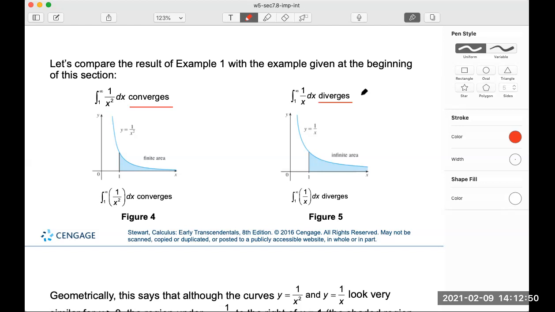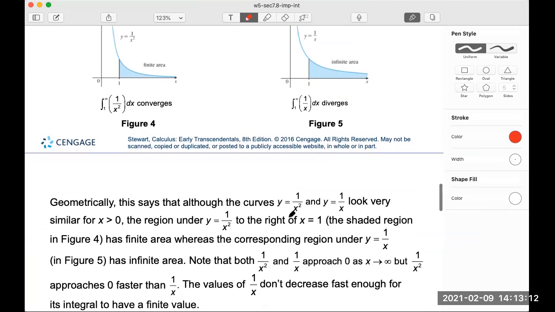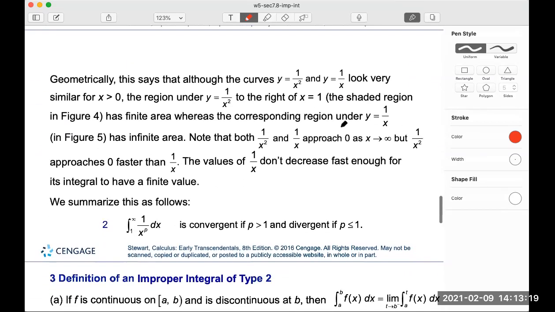The shapes of these two graphs are similar. They're like this, right? But the rate of this graph, the one that converges, goes to 0 faster than the right-hand side. So that is one way to explain why one converges and the other diverges. Okay? Try to think about this.